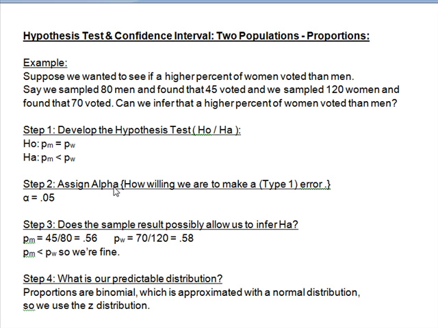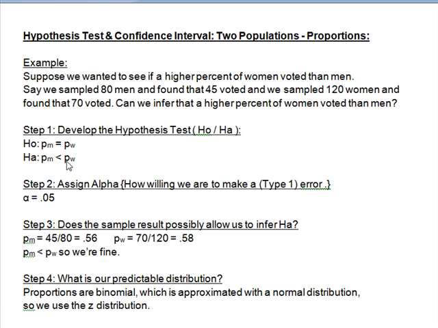Step two is assigning alpha, how willing we are to make a type 1 error, which is rejecting a true null hypothesis. We're going to assume that we may reject it, and we'll see, and that's our willingness to make that error. Now step three, does the sample results possibly allow us to infer HA?